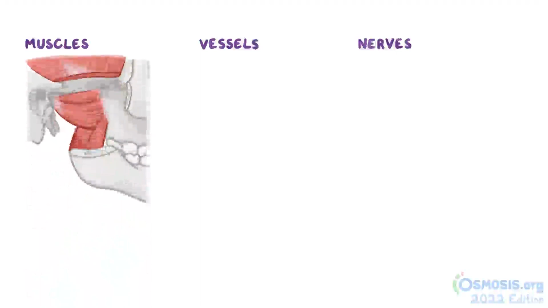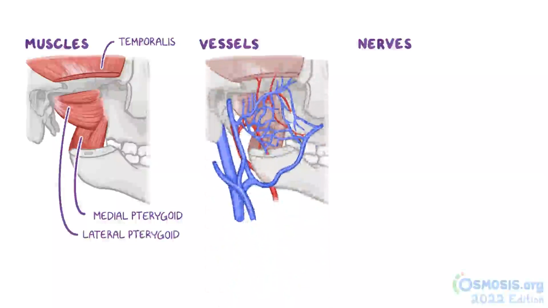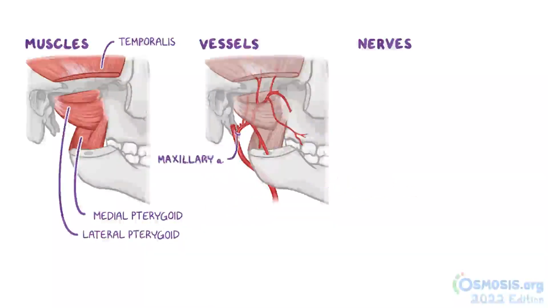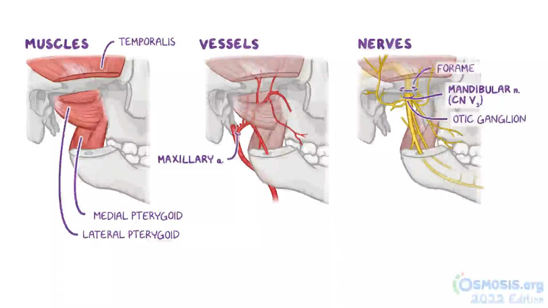Now, the important structures within the infratemporal fossa include muscles, vessels, and nerves. The muscles of the infratemporal fossa include the inferior portion of the temporalis muscle, the medial pterygoid and lateral pterygoid muscles. Lying either superficial or deep to the lateral pterygoid muscle, there's the pterygoid venous plexus and the maxillary artery. Deep to the lateral pterygoid, the otic ganglion and mandibular nerve, or cranial nerve V3, are located inferior to the foramen ovale.